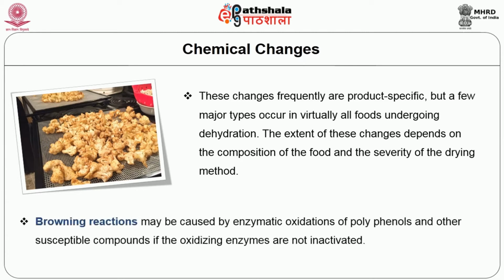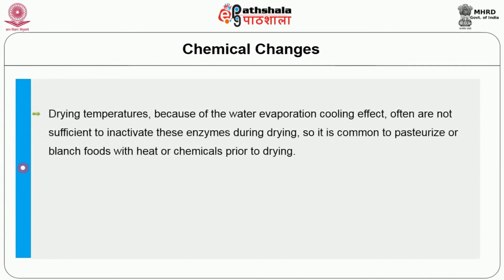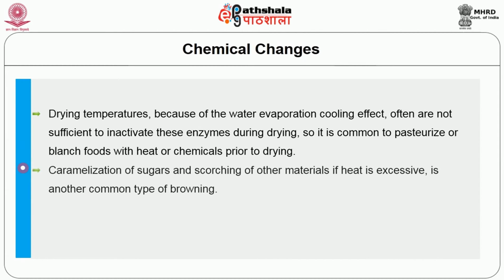Browning reactions may be caused by enzymatic oxidations of polyphenols and other susceptible compounds if the oxidizing enzymes are not inactivated. Drying temperatures, because of the water evaporation cooling effect, often are insufficient to inactivate these enzymes during drying. So it is common to pasteurize or blanch foods with heat or chemicals prior to drying. Caramelization of sugars and scorching of other materials if heat is excessive is another common type of browning.